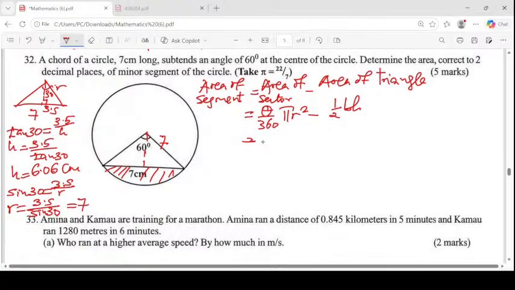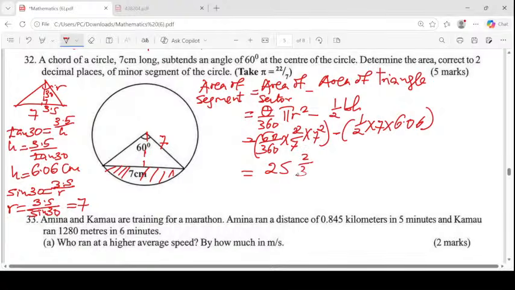Now I can apply the formula. My theta is 60 over 360, multiplied by pi times the radius, which is now 7 squared, minus the area of the triangle, which is a half times the base 7 times the height 6.06. So this will be 60 over 360 multiplied by 22 over 7 times 7 squared. This is 25 2/3, less a half times 7 times 6.06. This is 21.21.